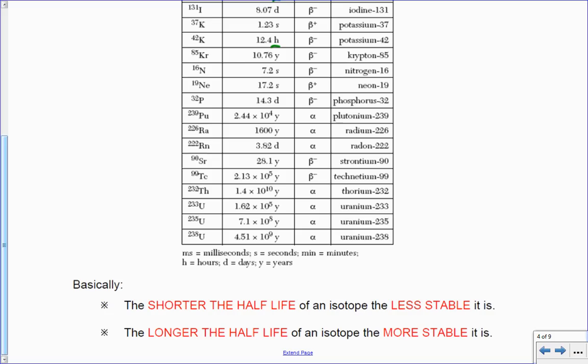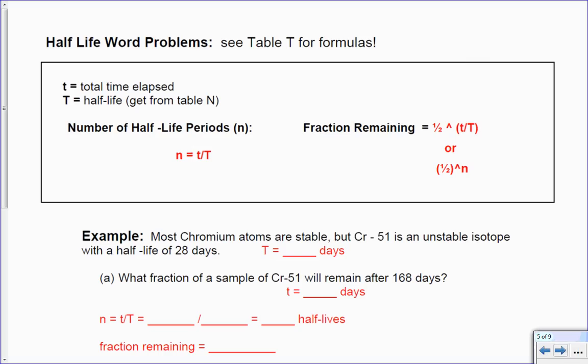This is something that you need to understand, though. If I have a short half-life, I must not be very stable. If half of me is gone in a day, I'm reacting really fast. If half of me is gone over 10,000 years, I'm actually fairly stable. It takes a long time to have that change. There's something that logically needs to make a little sense for you.